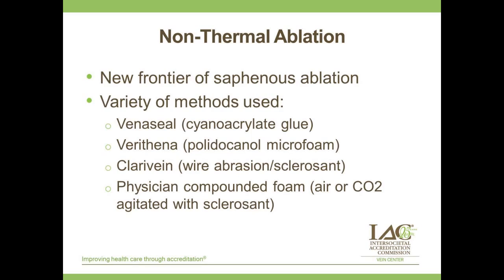Varithena is a polidocanol microfoam that is a proprietary product of BTG. This also requires anesthesia only at the venous cannulation site. A catheter is inserted into the vein, and the microfoam is instilled until it reaches about 5 cm from the saphenofemoral junction where the vein is compressed.